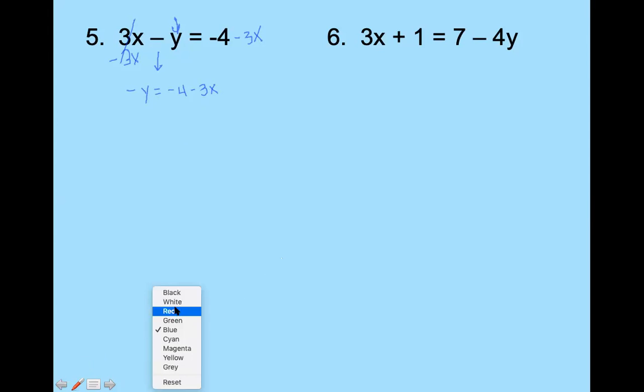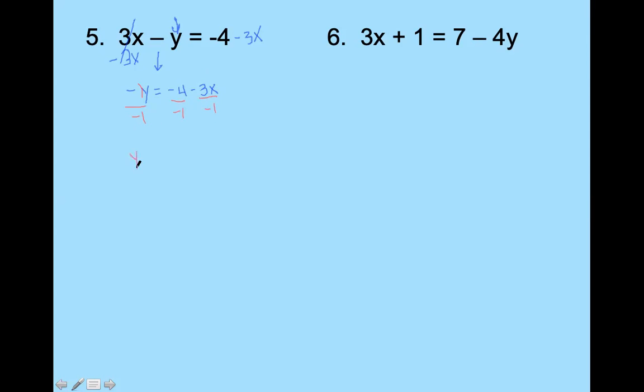In order to get that y by itself, I have to realize this number in front of the y is a negative 1. So to get y by itself, I'm going to divide both sides by negative 1. Remember, you're dividing everything by negative 1. So I need to divide negative 4 by negative 1 and negative 3x by negative 1.